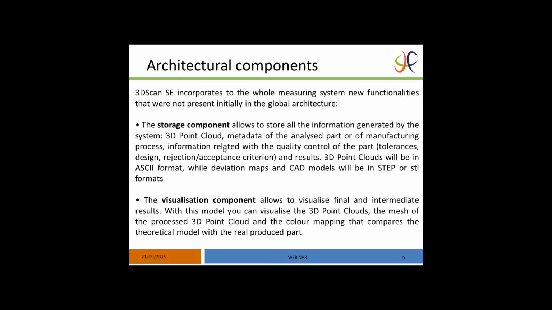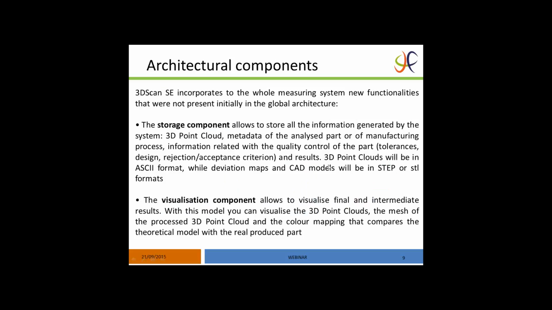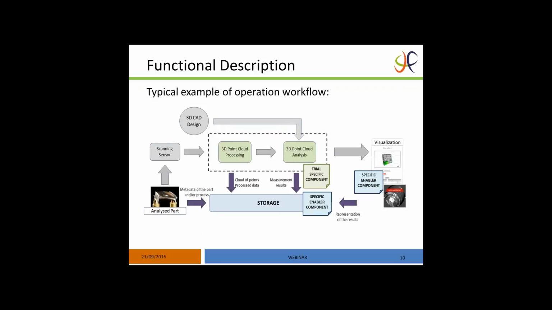These are, from an architectural point of view, obviously the two components that we have, the same as I presented before. We have two main areas of the specific enabler, and this obviously is concreted into different components. From a format point of view, the 3D point clouds will be in ASCII format, while the deviation maps and the CAD models will be in STEP or in STL.